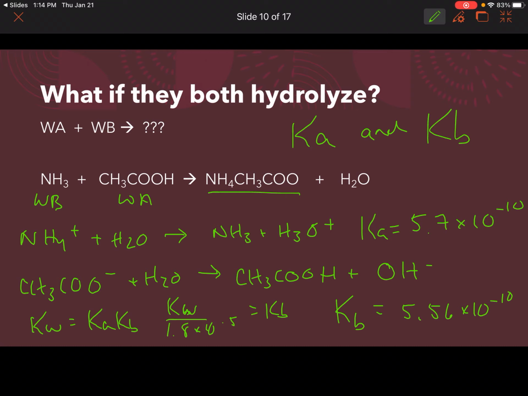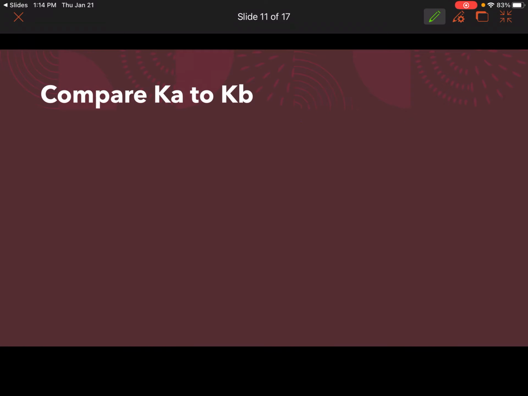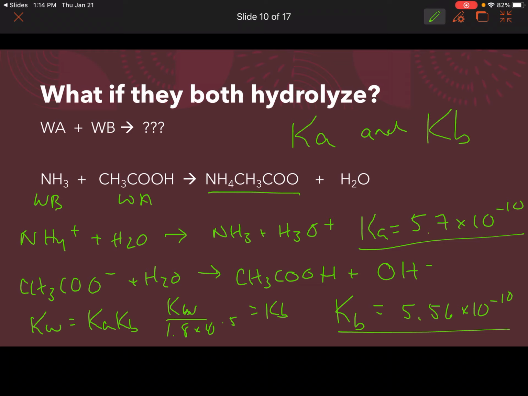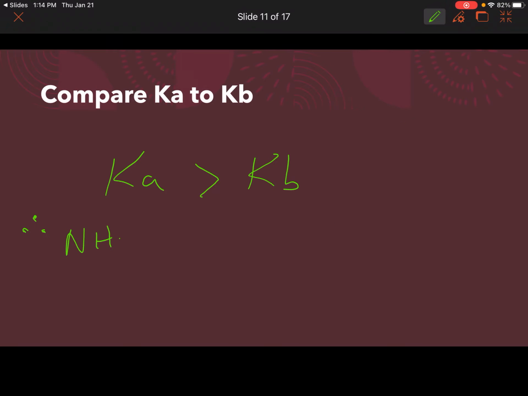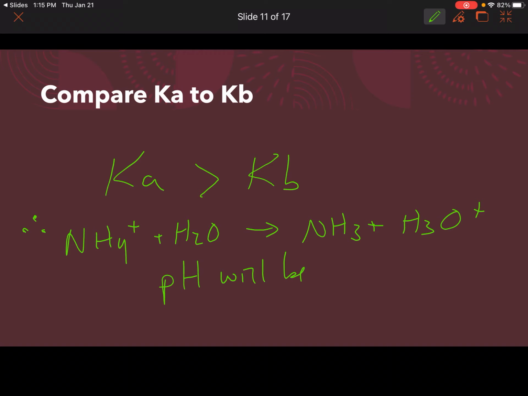So which one is bigger? Which one's the bigger number? So in this particular case, Ka and Kb are here. Which one's bigger? It's going to be Ka, just barely. So the Ka is going to be the larger one, and that's the reaction that's going to happen. Therefore, I'm just going to recopy that Ka equation here. NH4 plus water gives NH3 plus H3O plus, and I will say pH will be acidic. That would be how I would answer that question here. So you're always comparing your Ka to your Kb when you've got weak acids and weak bases.